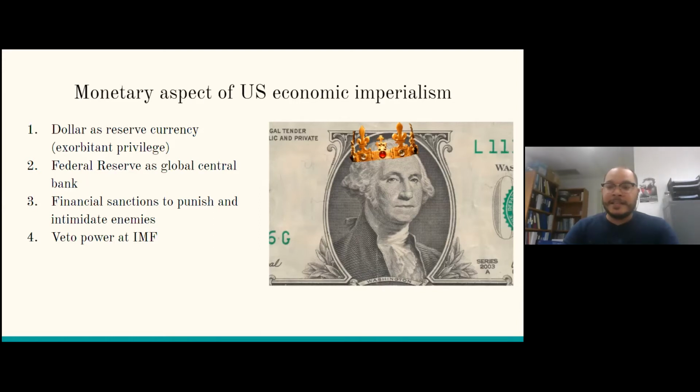And then the last key plank of this is the ability, which only the United States has, to veto anything at the IMF, right? The Europeans together could do this, but the United States government alone has the power to stop any action at the IMF.